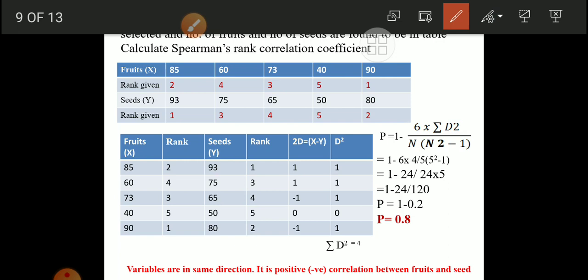Now here we will be able to see that x values are there as it is. We have taken fruits as x, y values that are seeds we have taken, then ranks are given of that one also written here. Ranks of seeds are given, the ranks of fruits are given. Now d is equal to x minus y. This value we have calculated, then d square, and the same values we have filled into the formula of calculation.